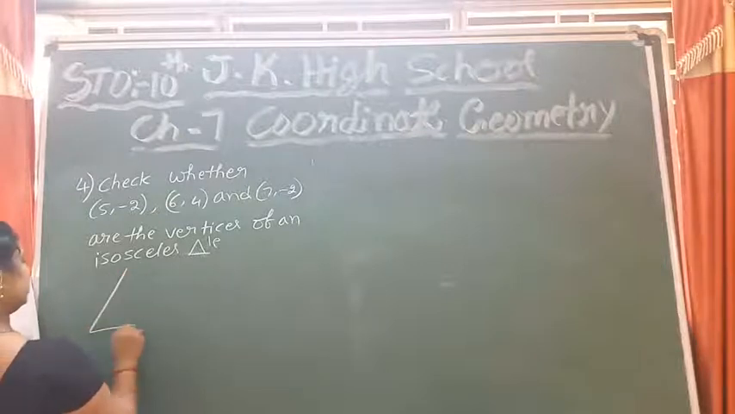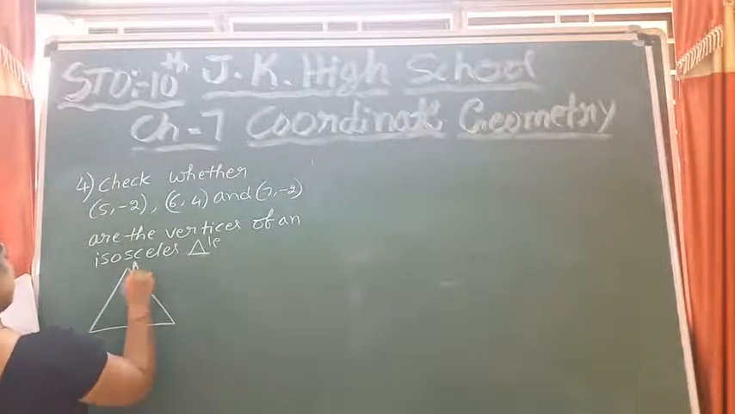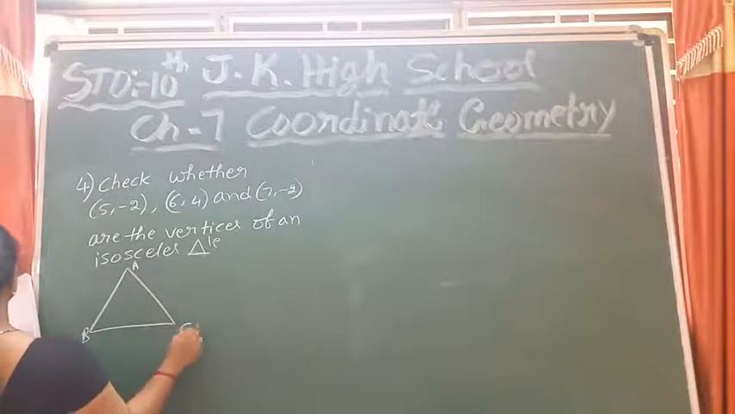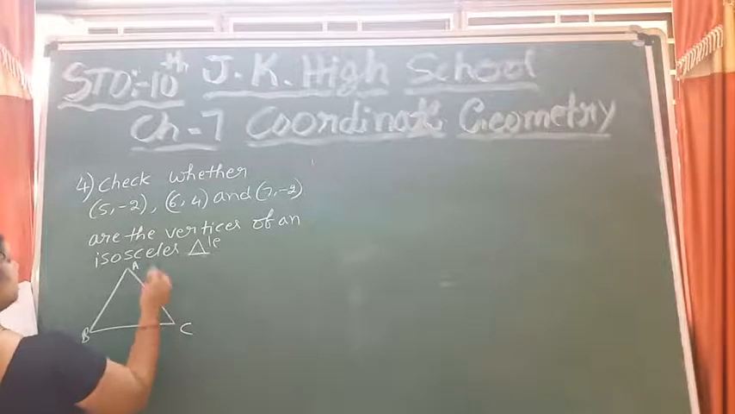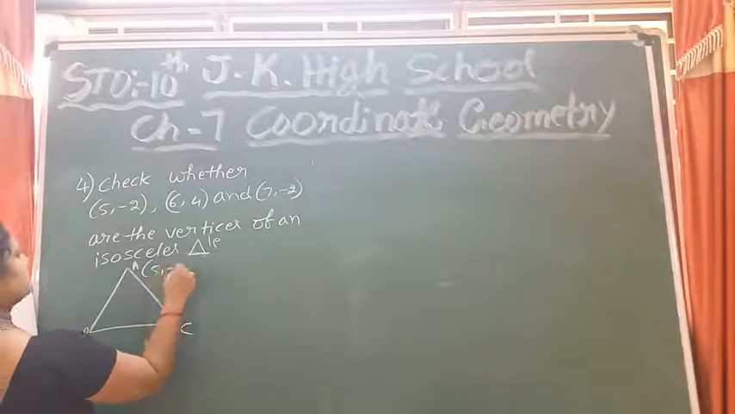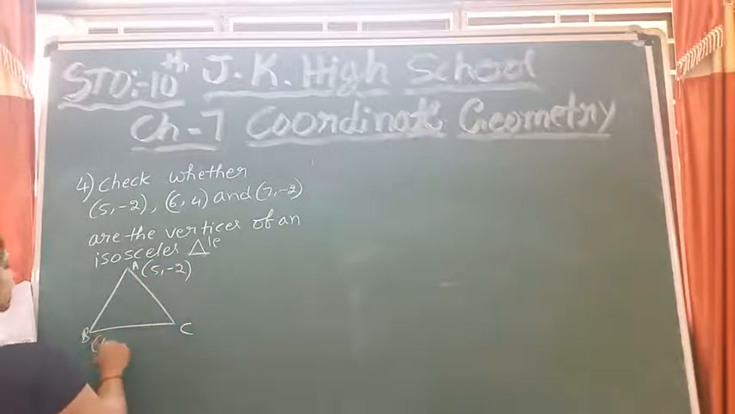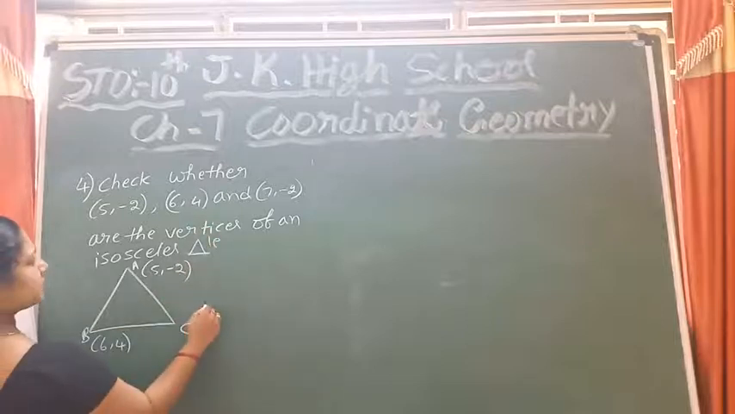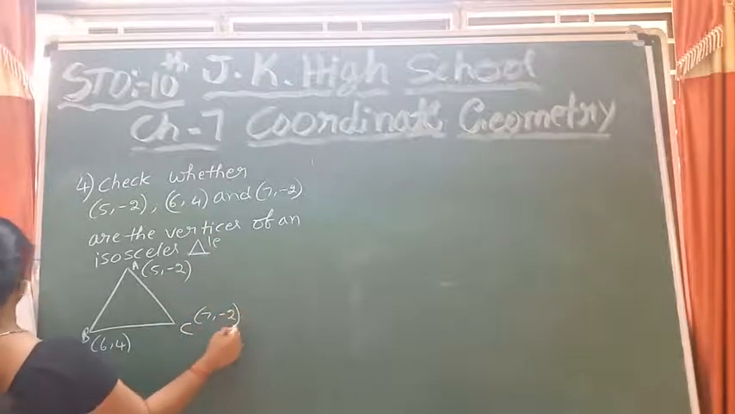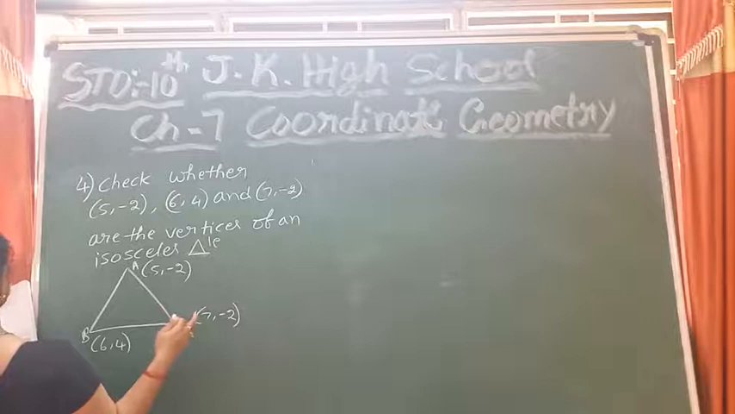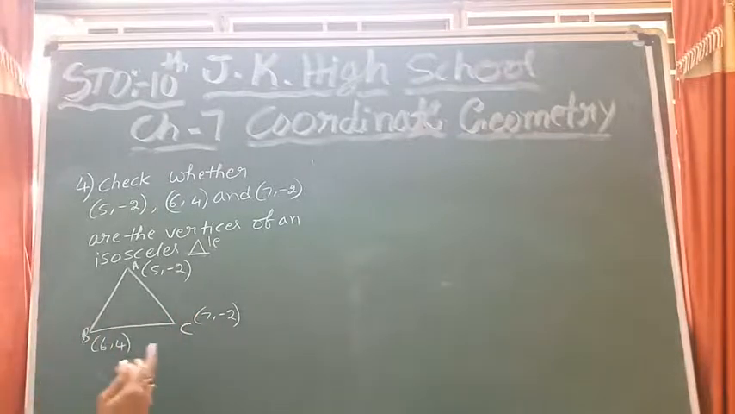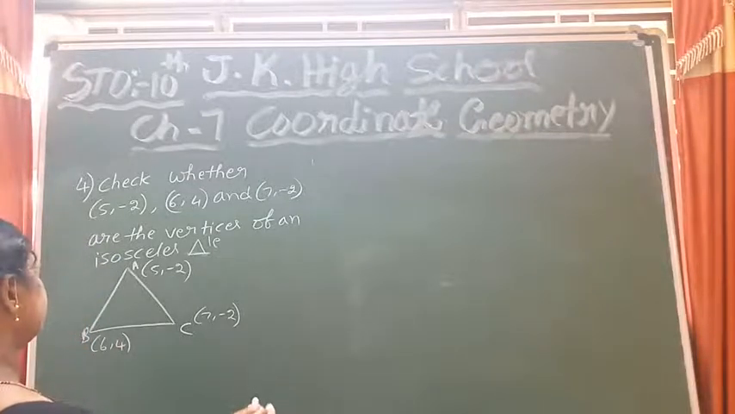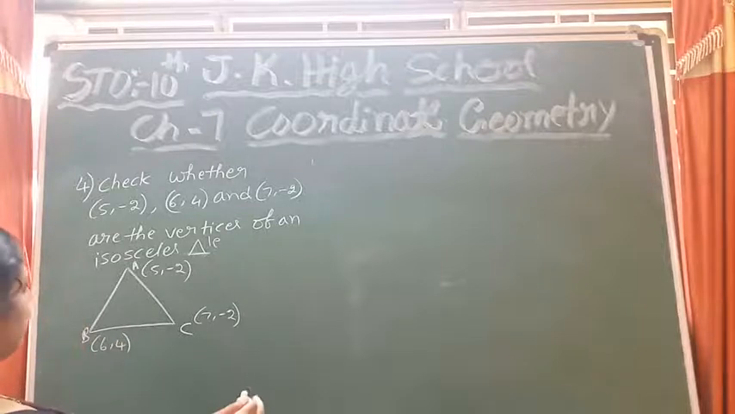So now I will draw one triangle. This is A, B, C. I give the names: the A coordinates are (5, -2), the B coordinates are (6, 4), and the C point coordinates are (7, -2). I will find the distance between any two points now. If any two sides are equal, then it forms an isosceles triangle. AB, BC, and CA I can find out.